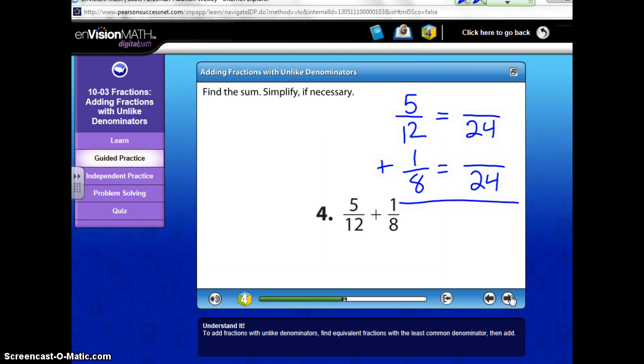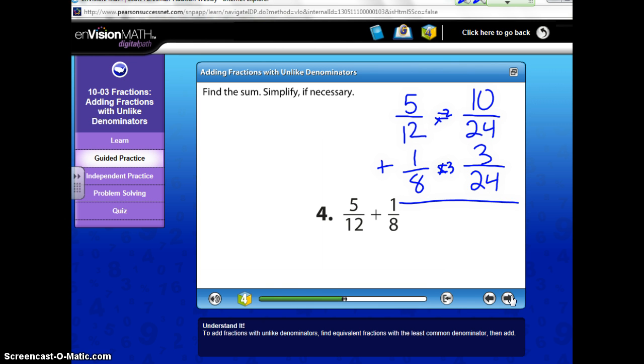Who would like to switch 1/8 into 24ths for me? Dathan? 8 times 3, 24. Good. How about the top one? 5/12 is the same as how many 24ths? Sarah? 10 24ths. That's right. We multiply them both by 2.